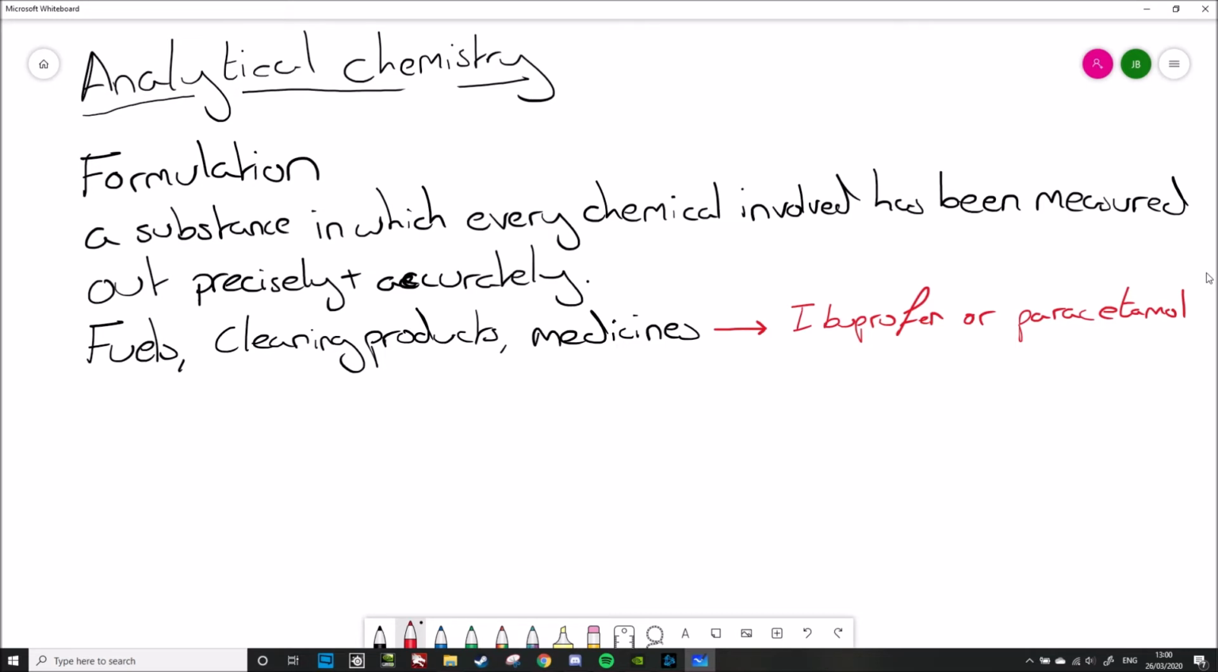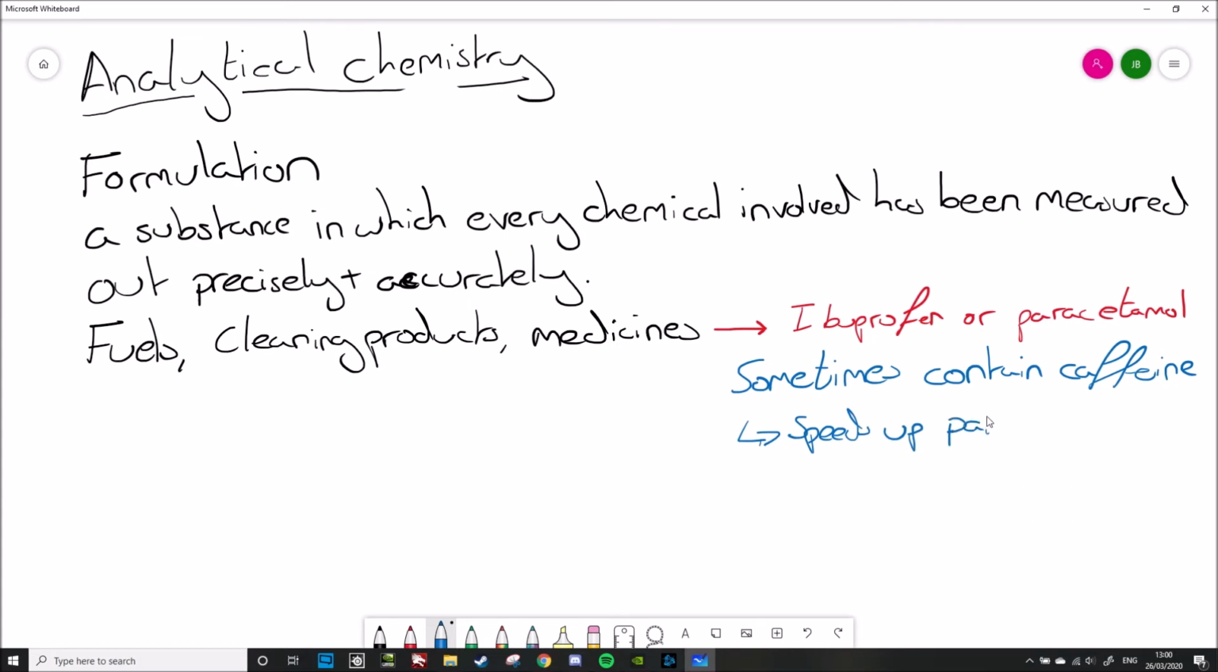Now, the caffeine makes it a formulation because the caffeine has a different role. Sometimes they contain caffeine. Now, everything involved in a formulation has a purpose. So, for this example, in medicine, ibuprofen is the painkiller part. It will kill the pain in the body, helping you to function. And then sometimes they contain caffeine. Caffeine speeds up pain relief. So it just speeds up a little bit, not by a lot, but a small amount.